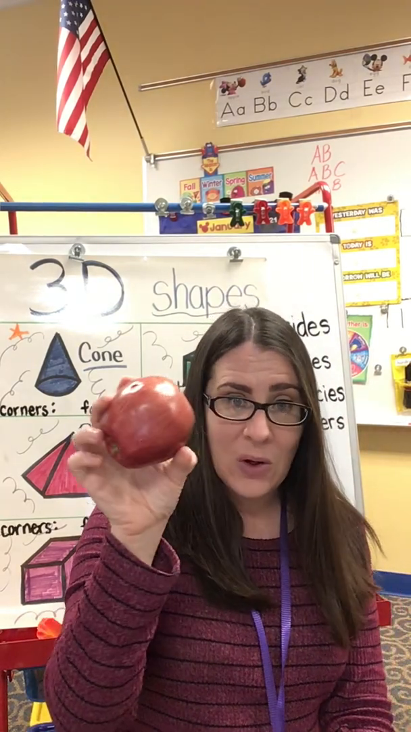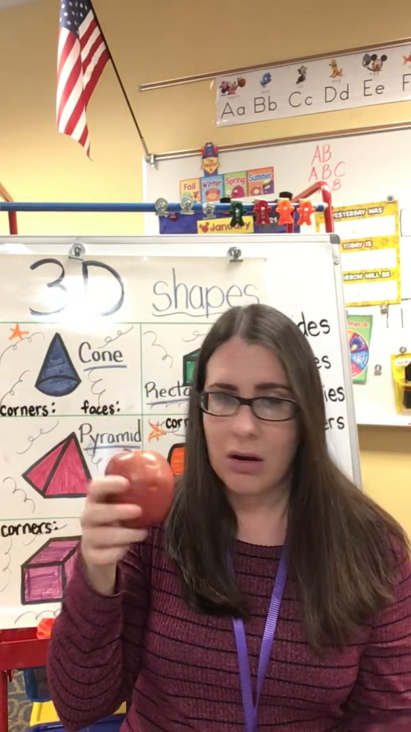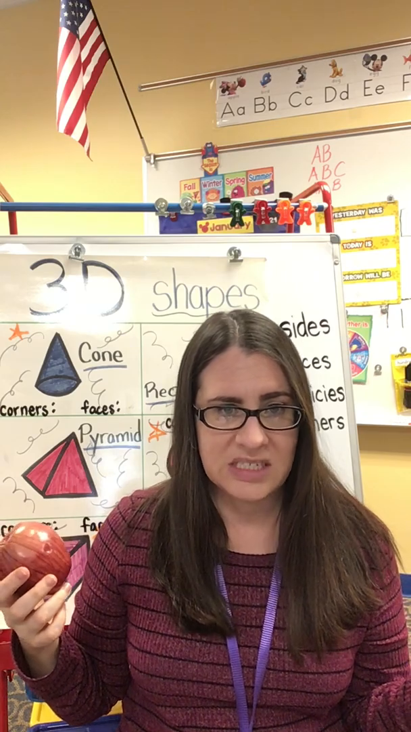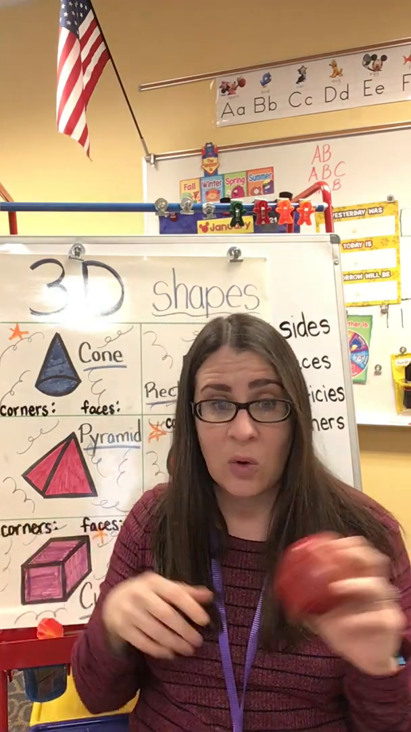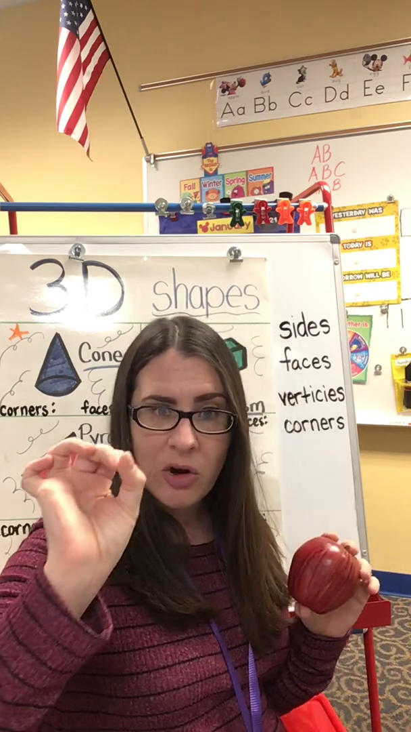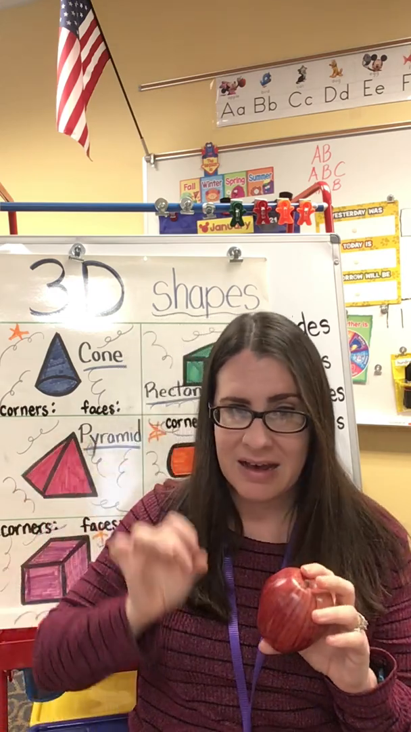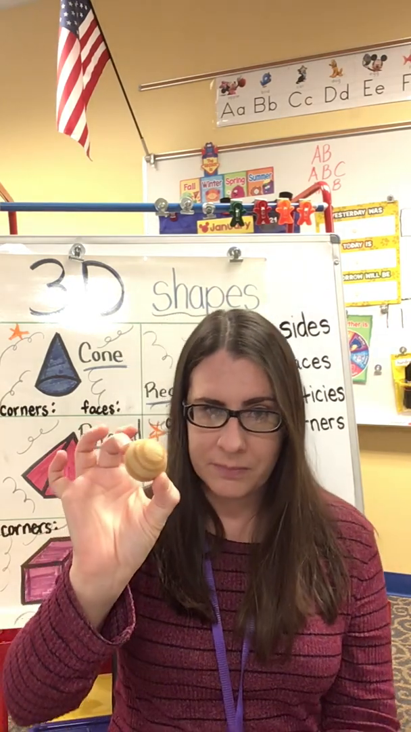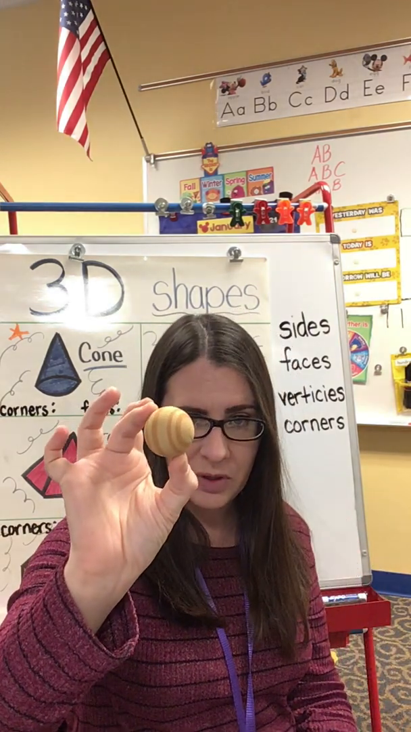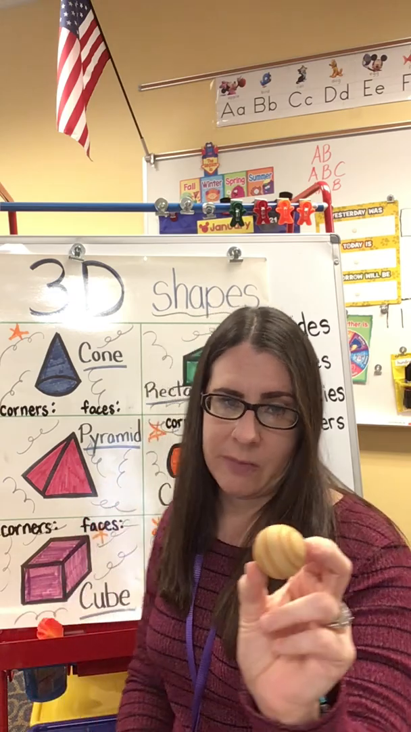Something else that's shaped like a sphere is an apple. An apple is shaped like a sphere. Or there's other fruit that's shaped like spheres. Can you think of one? Maybe an orange. An orange is shaped like a sphere. What about a grape? Yeah, all of the things that are round like a ball are the shape of a sphere, okay? So let's look at this shape for a second.